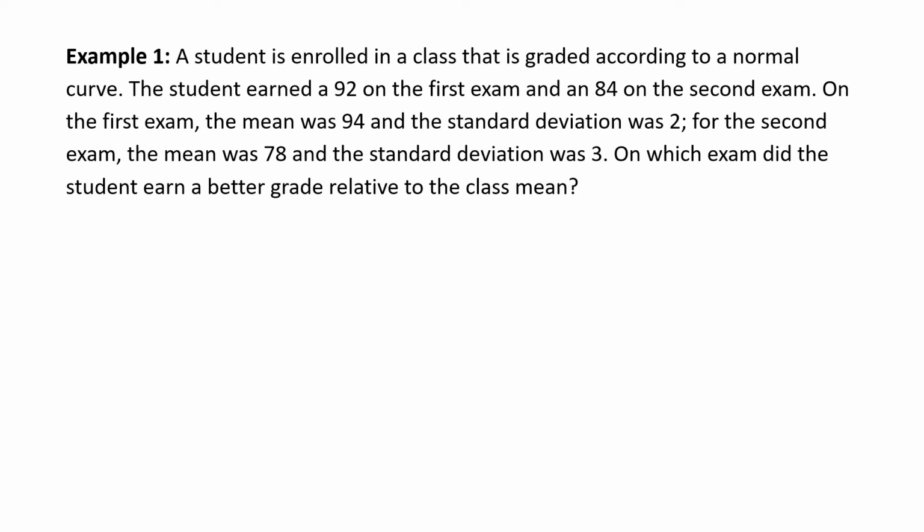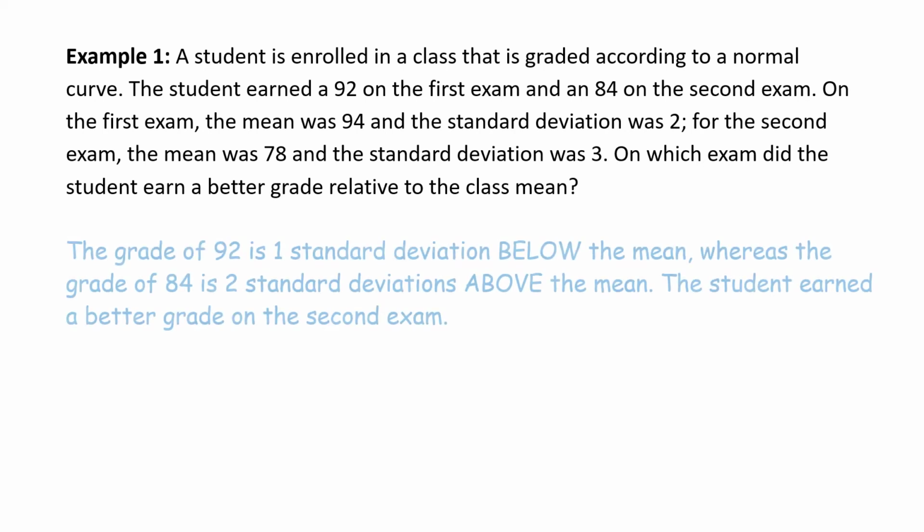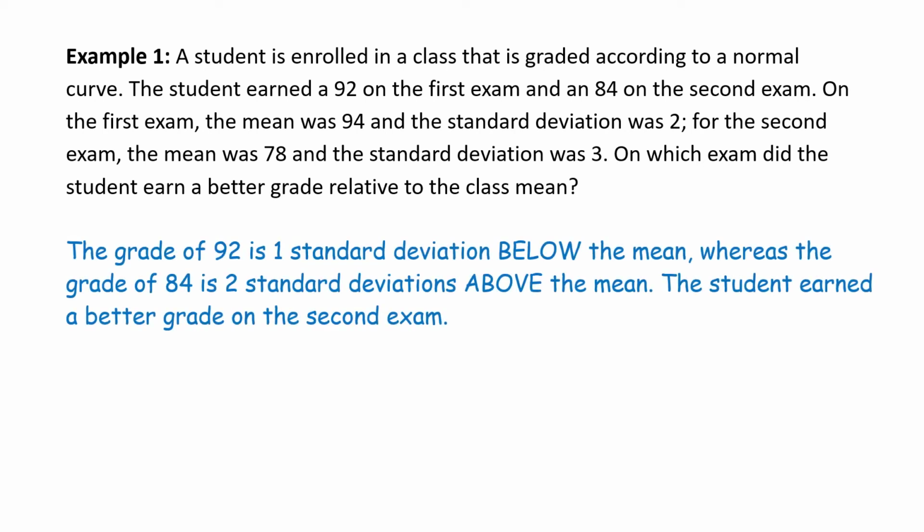Example: a student is enrolled in a class that is graded according to a normal curve. The student earned a 92 on the first exam and an 84 on the second exam. On the first exam, the mean was 94 and the standard deviation was 2. For the second exam, the mean was 78 and the standard deviation was 3. On which exam did the student earn a better grade relative to the class mean? The grade of 92 is 1 standard deviation below the mean, whereas the grade of 84 is 2 standard deviations above the mean. The student earned a better grade on the second exam.